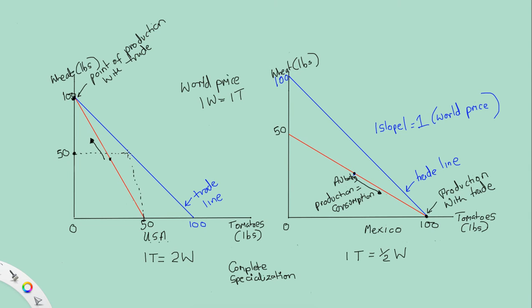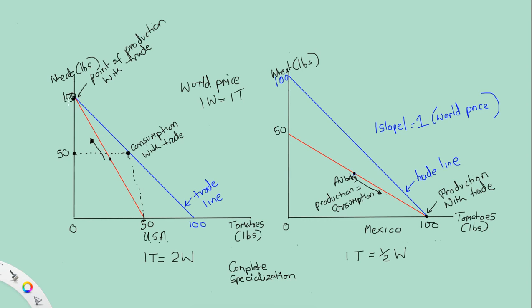This is just a sketch. But anyway, this is a point that's feasible. So we can call this consumption with trade. And I'm just making up the fact that they chose this point because, as I said, we don't have a formal model of the demand side of the economy right now. But a feasible point is to consume 50 units of wheat.